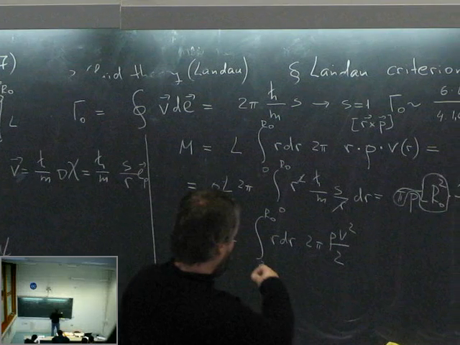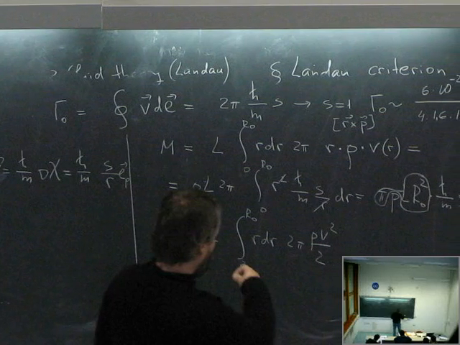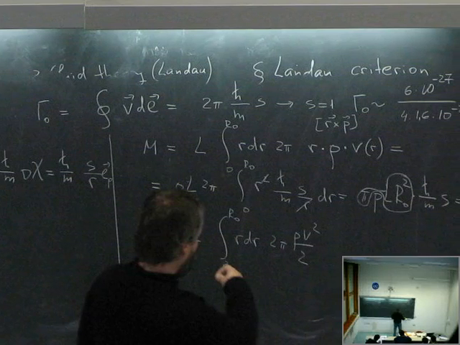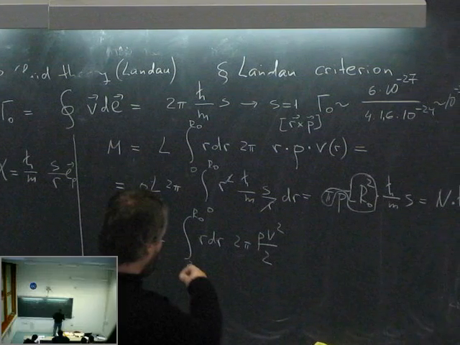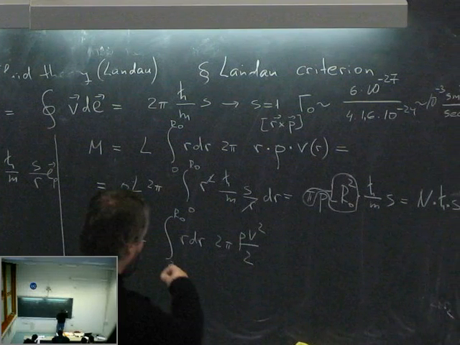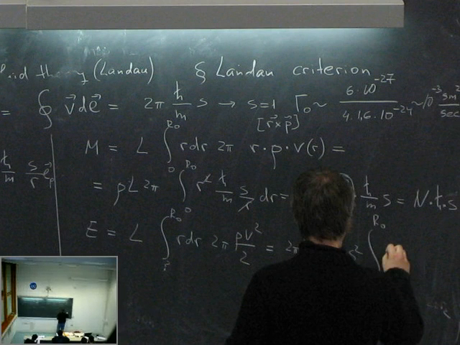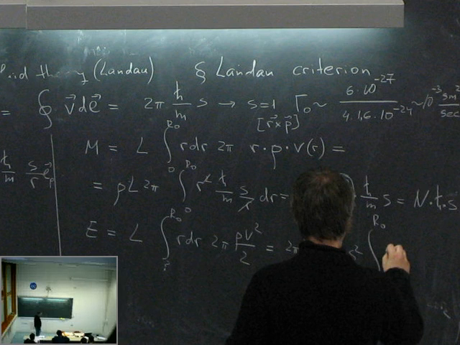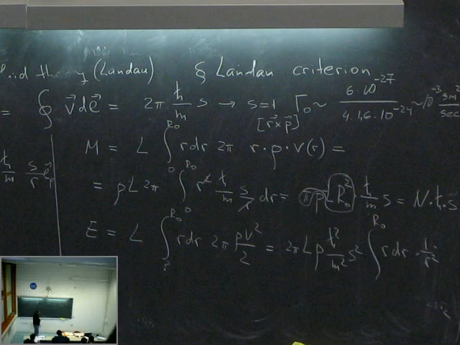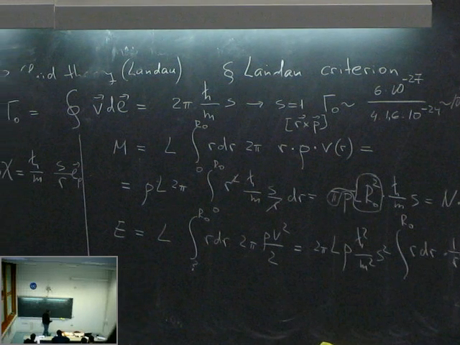So it's 2 pi L rho H squared over M squared S squared. Here the integral R node R dr times R squared. Oh, sorry. Times 1 over R squared. So you see that the integral behaves as dr over R. Therefore, it is logarithmically divergent.